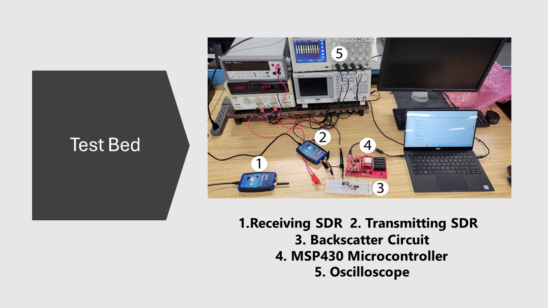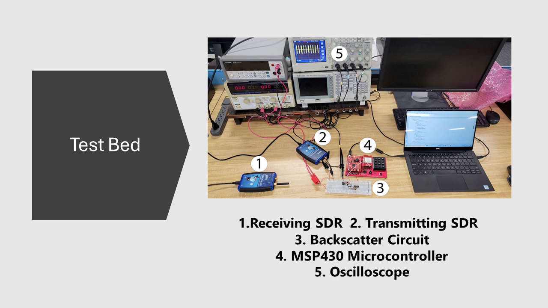The microcontroller, as seen on the test bed around the number 4, mainly used its DAC in order to encode information. The DAC would power on and off in a square wave-like fashion, which allowed for ones and zeros to be transmitted through the backscatter circuit, denoted as 3. The two SDRs, 1 and 2, have two different functions.